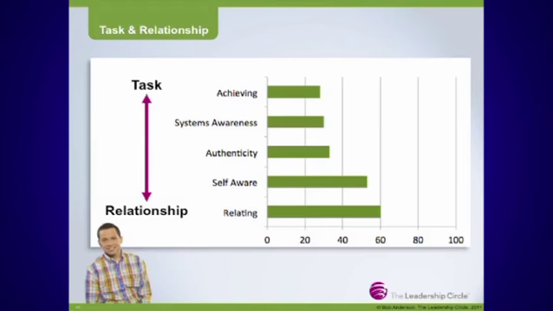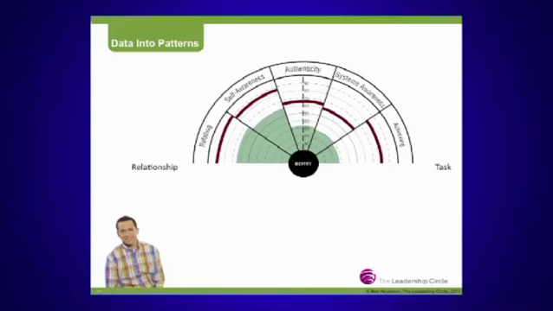So this is actually Bob's data. Now we plug this into his circle, and it looks like this. The green scores are the feedback scores from others. The red scores are the self-assessment. We're not going to pay that much attention to the self-assessment here. We'll look at that later. But you can see Bob very strong on relating, not so strong on task-focused achieving.